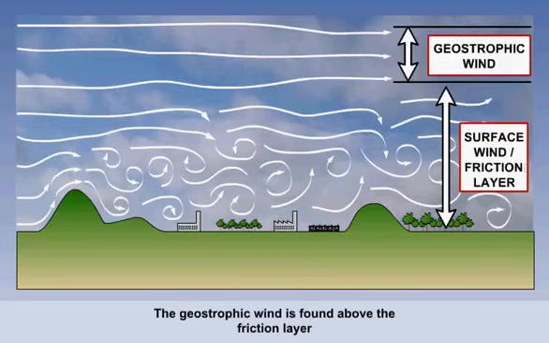If you remember, the height of the friction level changes, depending on the time of day and the nature of the surface. Generally though, we can consider the friction layer to extend up to about 2,000 or 3,000 feet. It is above this that the geostrophic wind blows when we have straight and parallel isobars.